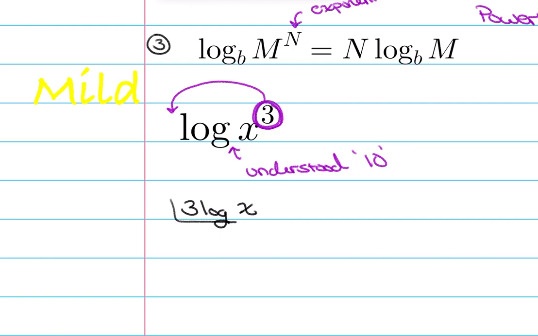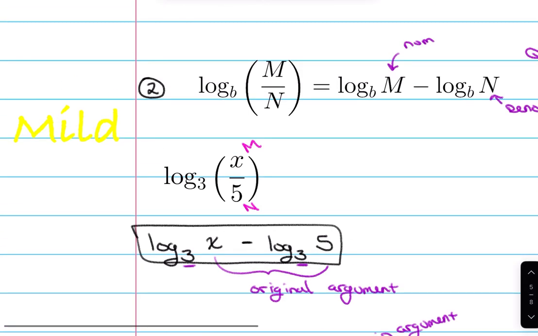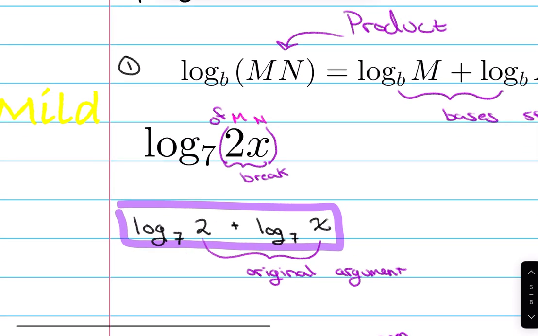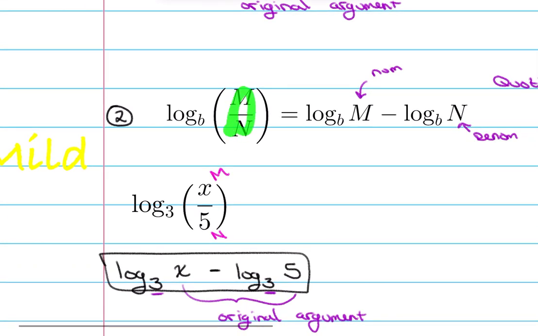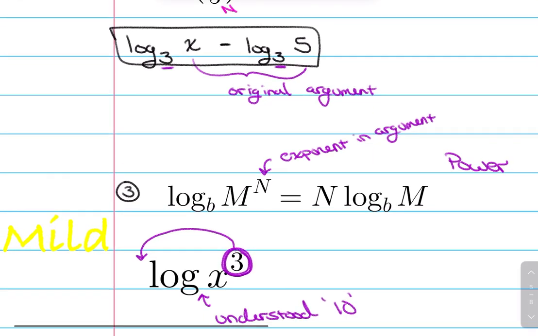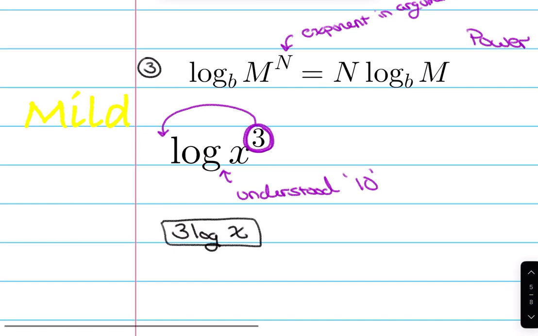Okay, so we've gone over three rules now. We have the product rule that breaks apart multiplication into addition. We have the quotient rule. This breaks apart division into subtraction. And then we have the power rule that brings an exponent to the front to be a factor. All right. There are two other properties. They're very closely related, but we want to make sure we understand them.